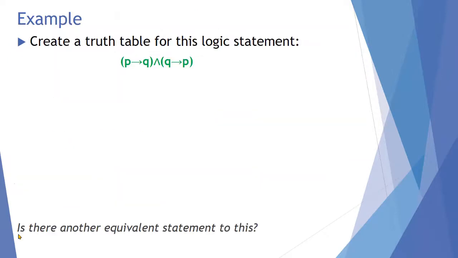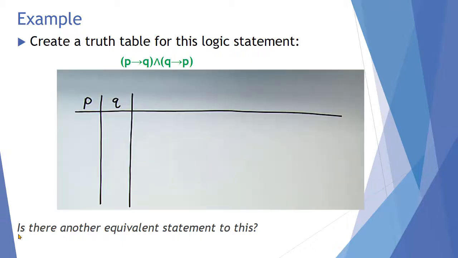But the next thing I want to do is show you that sometimes the truth tables can reveal that there's simpler ways to write logic statements. So let's do that now for this one. Let's make a truth table for P implies Q and Q implies P.